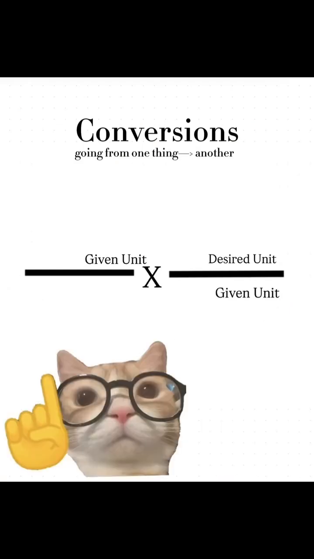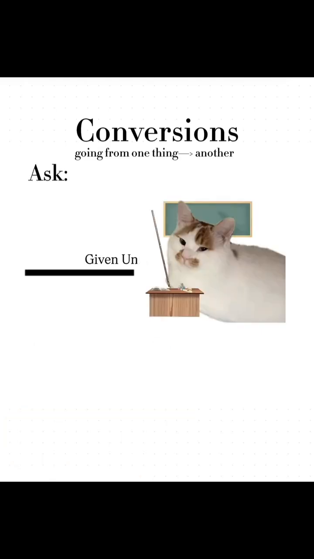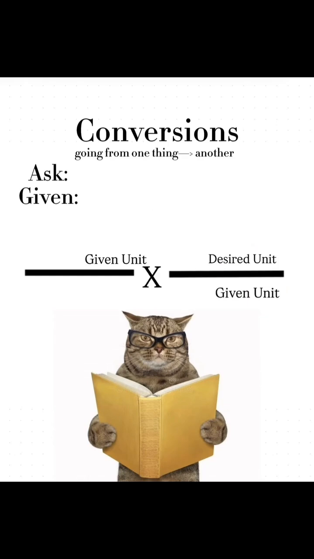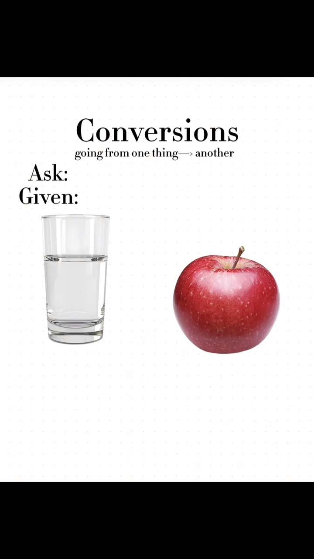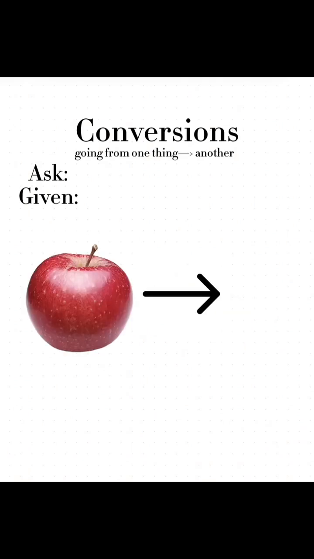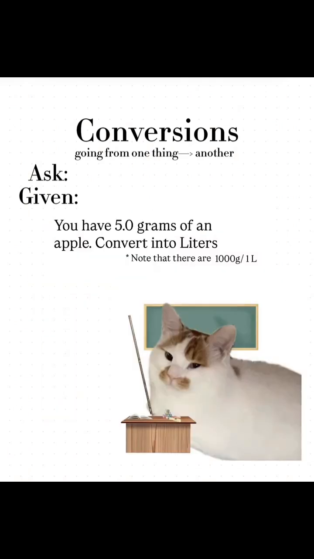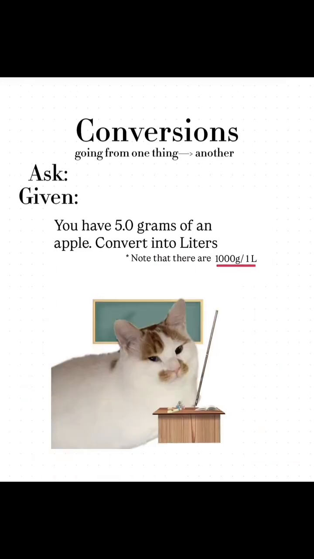as long as you're following the steps. And the steps that you need to follow are to separate and organize what you're being asked in the problem and what you're being given. So let's go back to our original example. We have 12 liters of a cup of water and 5 grams of an apple. And I'm going to say that I want to convert my grams to liters. So the question would look like this. You have 5 grams of an apple. Convert this into liters. And you know that every 1,000 grams, there's 1 liter.